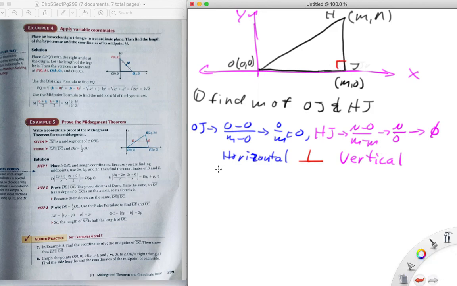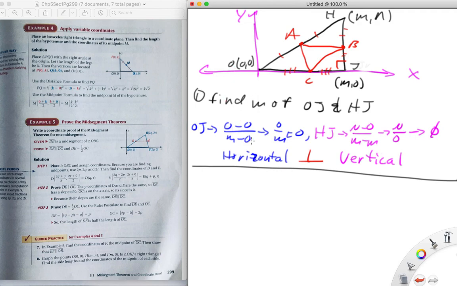Okay. Second thing they want me to do is find the side lengths and coordinates of the midpoint of each side. Alright. So let's get the coordinates first. So let's call this A. Let's call this B. Let's call this C. So that guy and that guy is the same. That guy and that guy is the same. This guy and this guy is the same. Let's put them together. Okay. So first thing we're going to do is find the midpoints of all three of these guys.